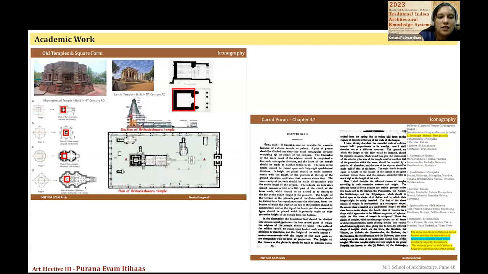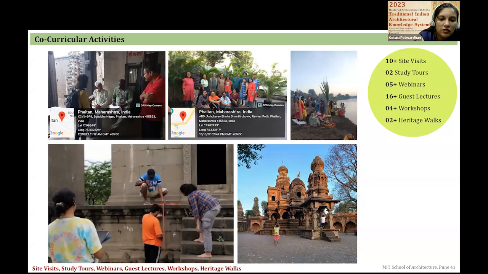These are our co-curricular activities where we go to site visits, we do cultural mapping, we do measured drawings, we do interviews, surveys, and we try to find out anything and everything related to that space. So far we've done 10 plus site visits, 2 study tours, 5 plus webinars, 16 plus guest lectures, 4 plus workshops, and 2 plus heritage walks.